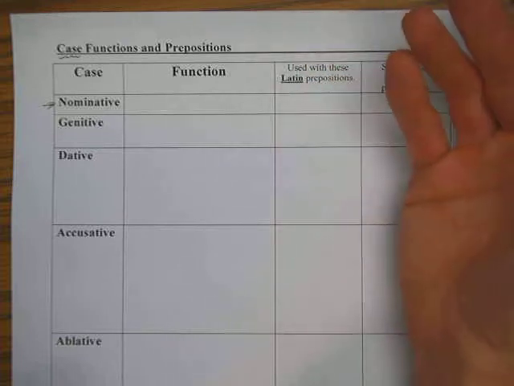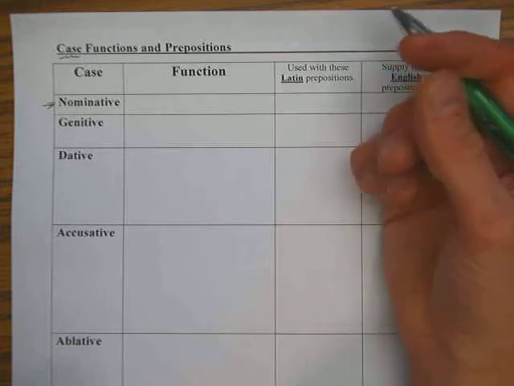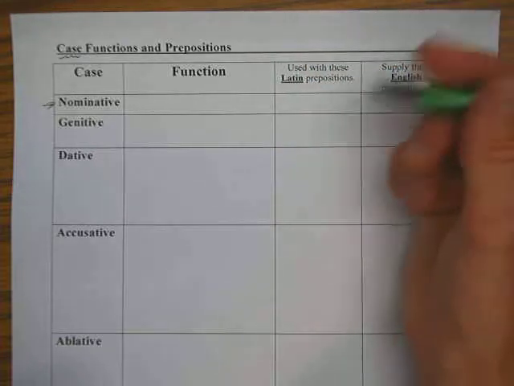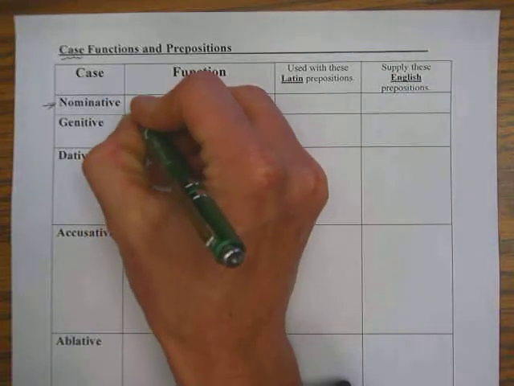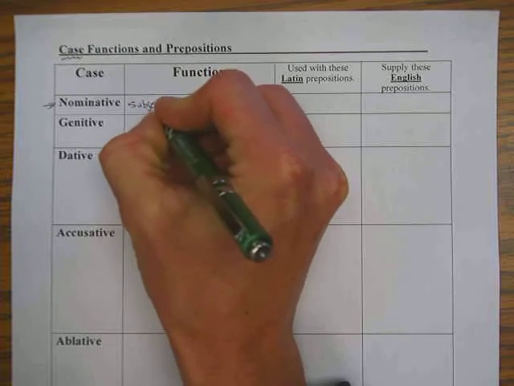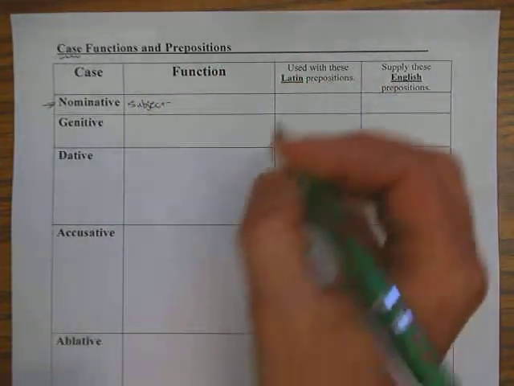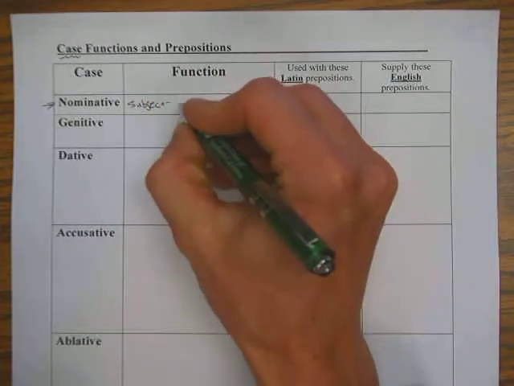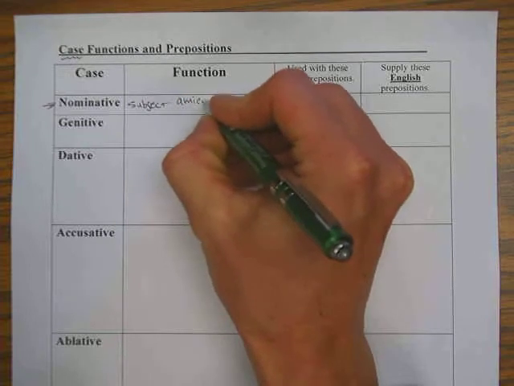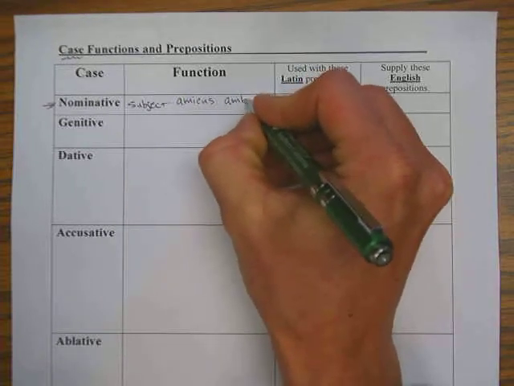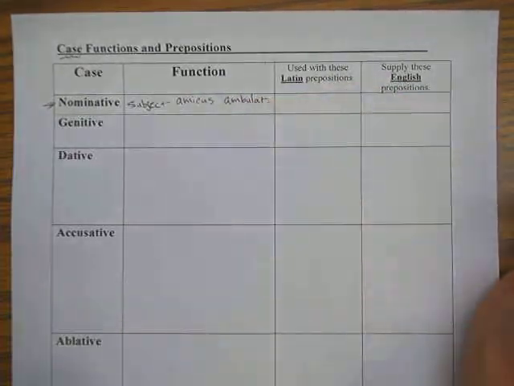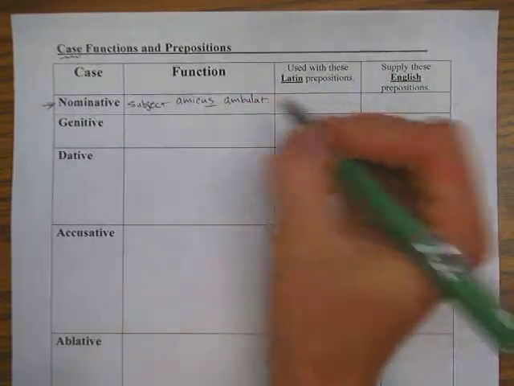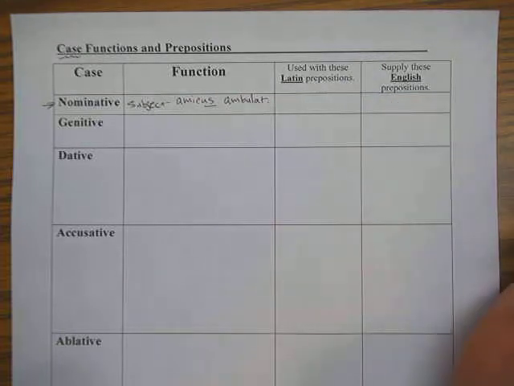So let's take a look at the nominative case. Like in Latin, nomen means name. The nominative case names the subject of the sentence. So we can say it is a subject. An example would be, amicus ambulat. The friend walks, right? And amicus, the us in this case, shows that it's a subject.